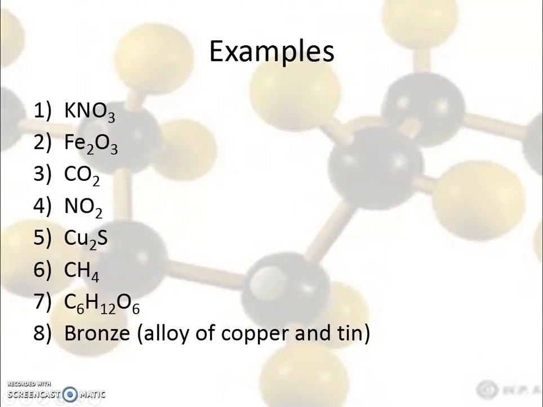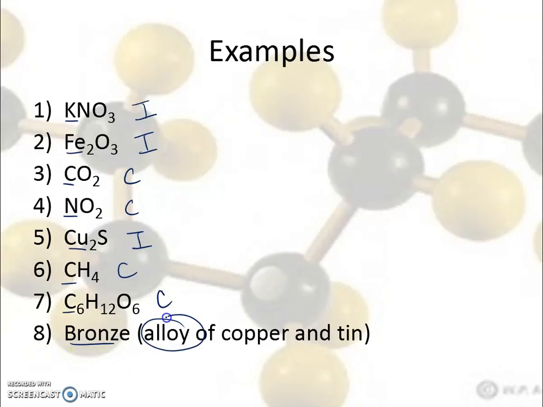For example, here we have KNO3. K is a metal, so this would be an ionic compound. Fe2O3, Fe is a metal, so this would be an ionic compound. C for covalent. Haha, no, C for carbon. But C is a nonmetal, and it is a covalent compound. N for nitrogen is a nonmetal, so it's a covalent compound. Cu is a metal, so it's ionic. C is a nonmetal, so it's covalent. C is a nonmetal, so it's covalent. And bronze is actually called an alloy. We could say this was a metallic bond because it would have all metals in it if you wanted to.